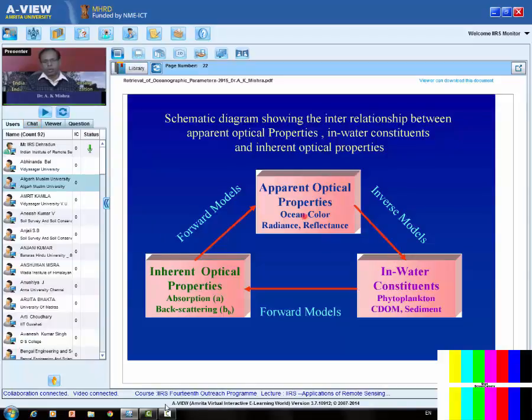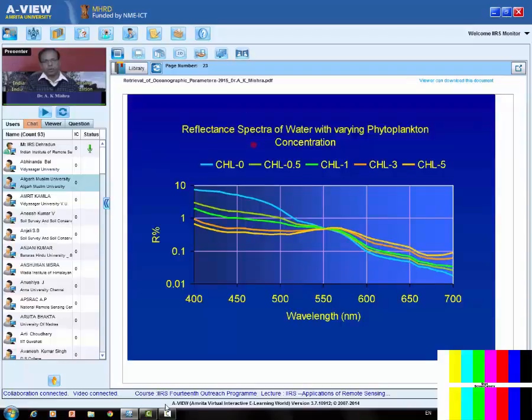So from the remote sensing data, you will get the radiance or reflectance. Then if you know their characteristics, then you can invert the model to find out the constituents present in the water. Now, as I told you, in the water, chlorophyll concentration is increasing from 0 level to 5 milligram per meter cube. So 0 means pure water when chlorophyll is not there. So you are getting a blue peak in the reflectance, and then as chlorophyll is going on increasing, the reflectance spectra in the blue end is going on decreasing.